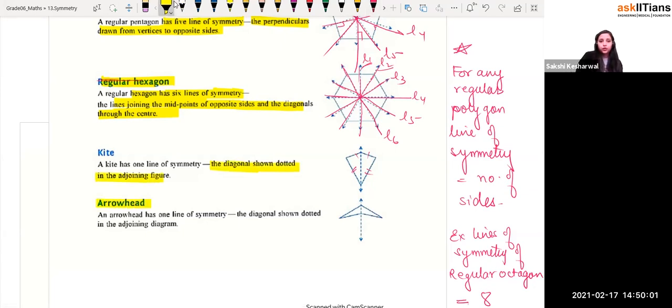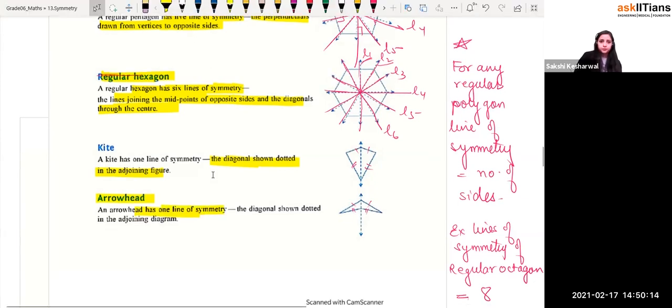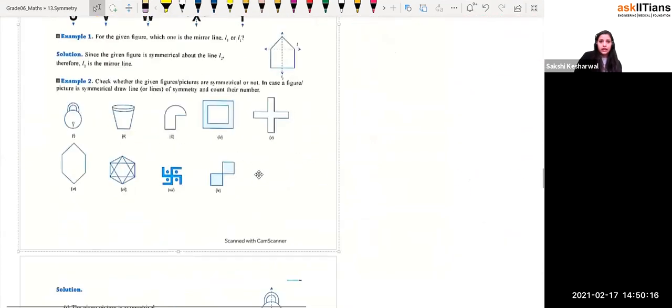Now, what is an arrowhead, right? You have seen, so this is again like this. This side is equal to this, and this side is equal to this. So only one line is there. So we say that this has only one line of symmetry, right? Which is passing through the diagonal. Now let's come to the alphabets.